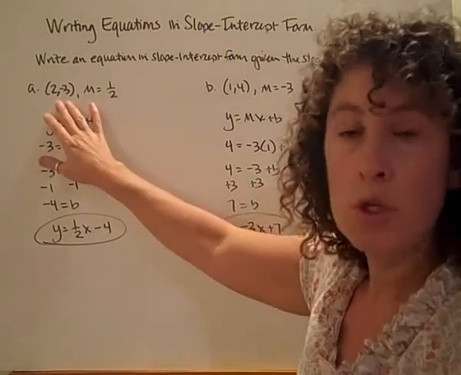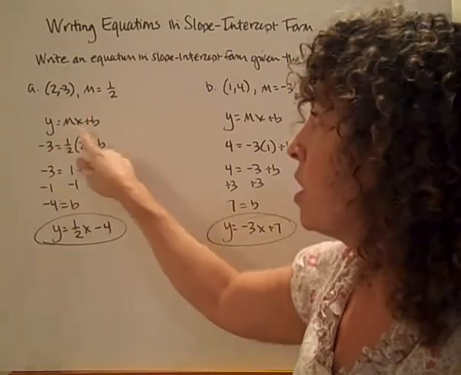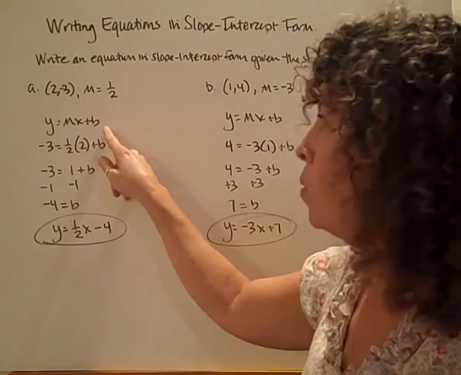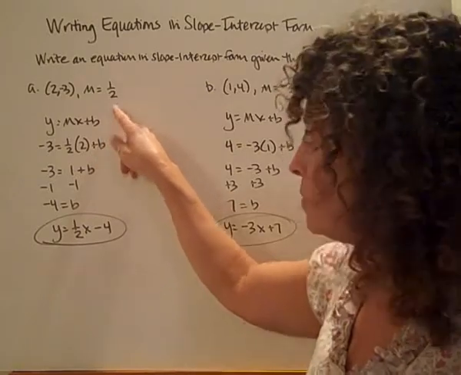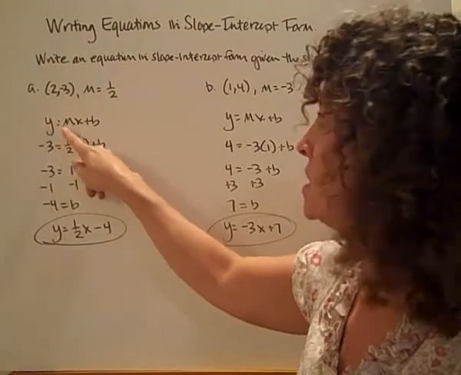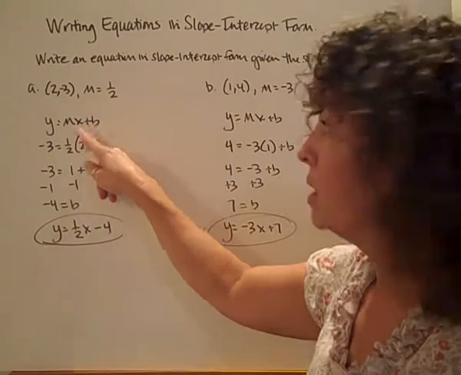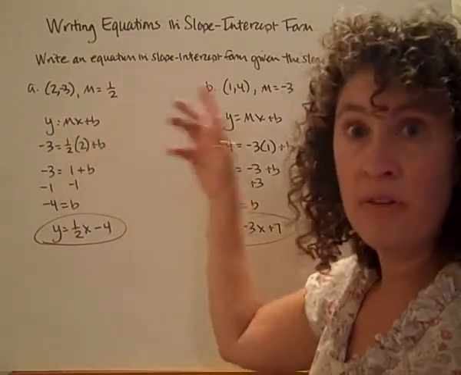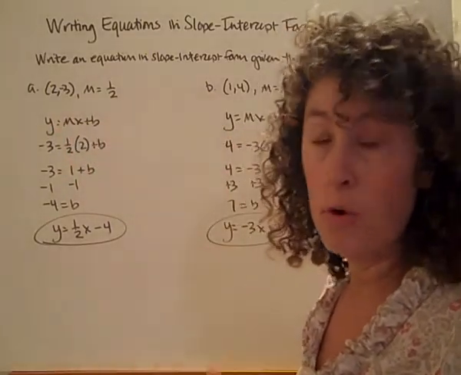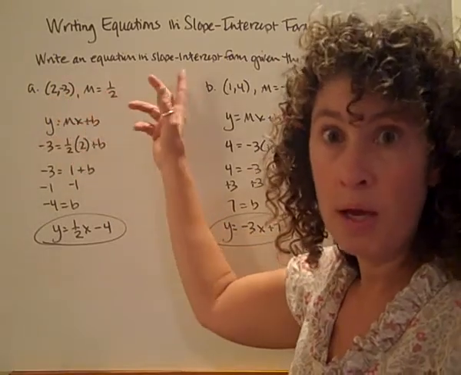So if we have a point (2, -3) and a slope of 1/2, we can start with our slope-intercept form, y equals mx plus b, and we're going to plug in what we know. Notice we've got a y-coordinate, a slope, an x-coordinate, and a y-intercept. 1, 2, 3, 4 things here. If I can fill in 3 of them, I can figure out the 4th one. So I have an x-coordinate, a y-coordinate, and a slope. I can fill in 3.